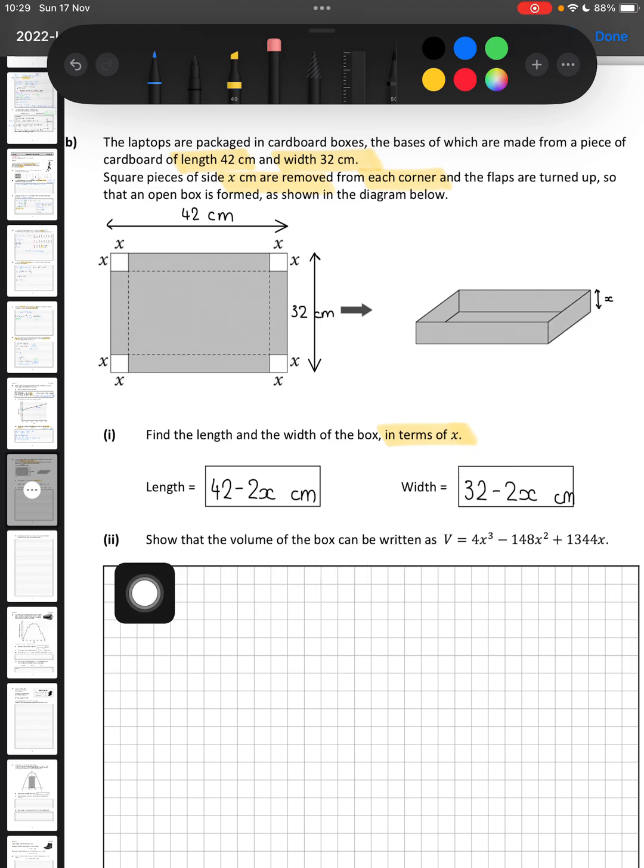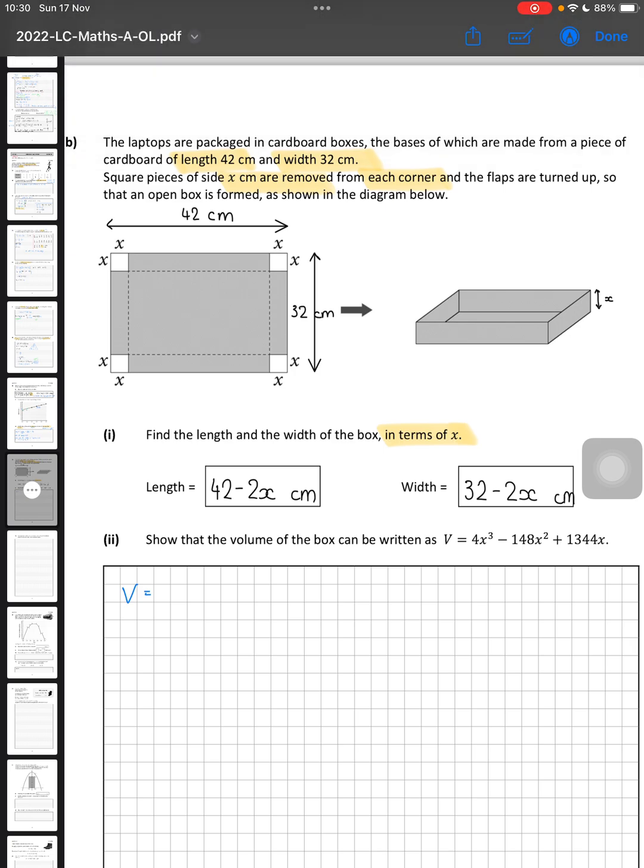Now, the question says, show that the volume of the box can be written as this. Show that means that you don't start with this. You answer the question as basically find the volume and then get this as your answer. So find the volume of the box basically. So to find the volume of the box, first thing we do is we write down, well, how do we get the volume of a box? How do we get the volume of a cuboid? So the volume of that is the length times the width times the height.